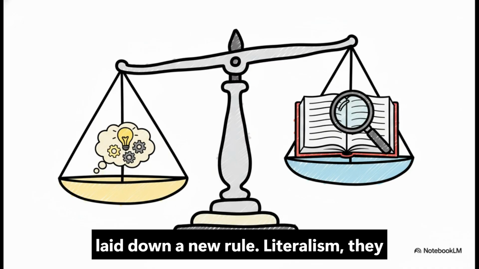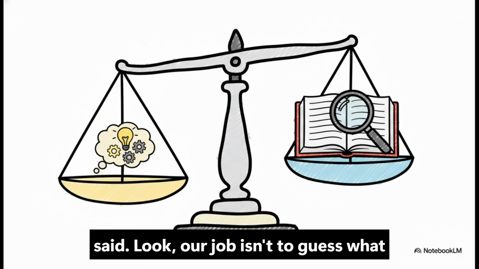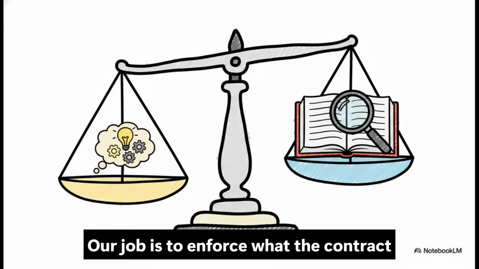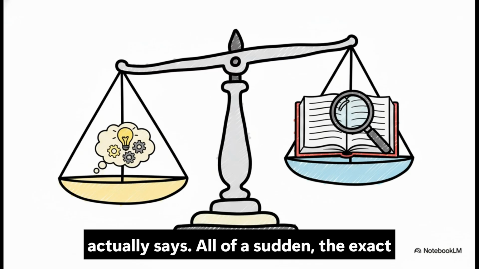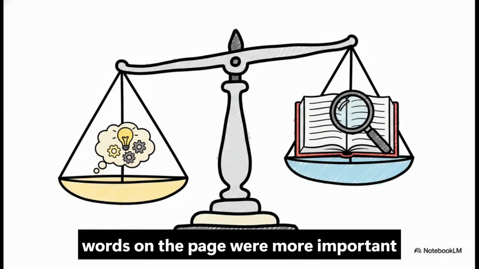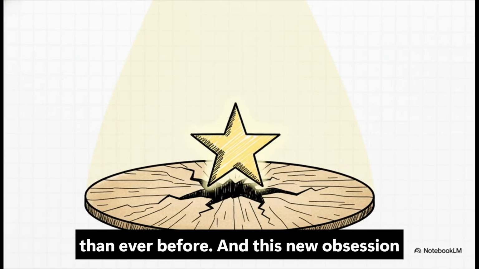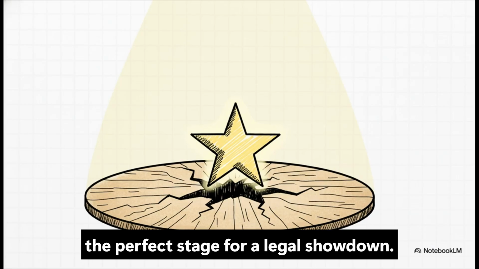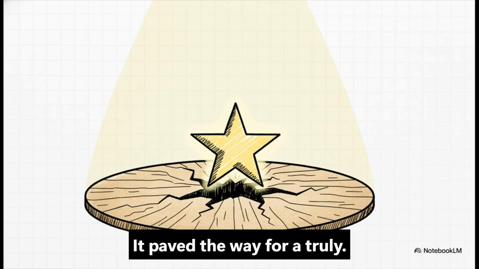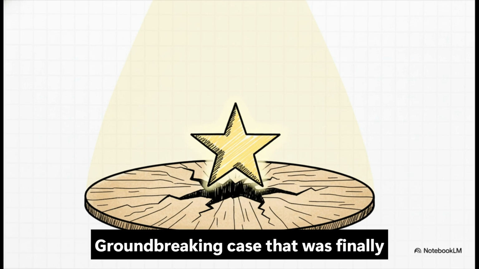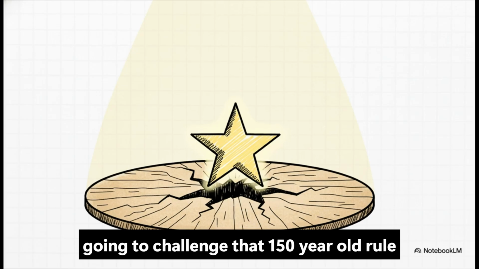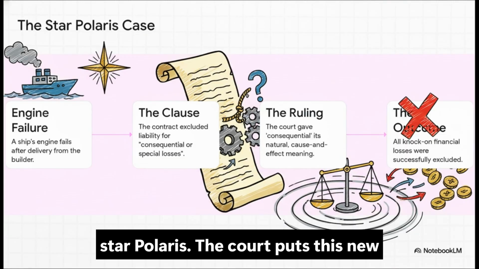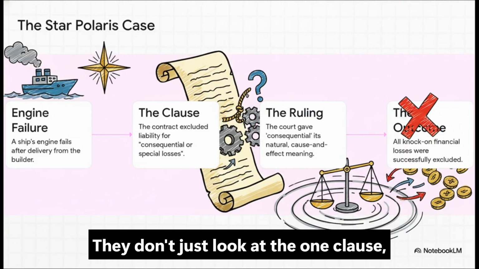The court basically laid down a new rule, literalism. They said, look, our job isn't to guess what these two parties should have agreed to. Our job is to enforce what the contract actually says. All of a sudden, the exact words on the page were more important than ever before. And this new obsession with the literal meaning of words set the perfect stage for a legal showdown. It paved the way for a truly groundbreaking case that was finally going to challenge that 150-year-old rule about consequential loss.